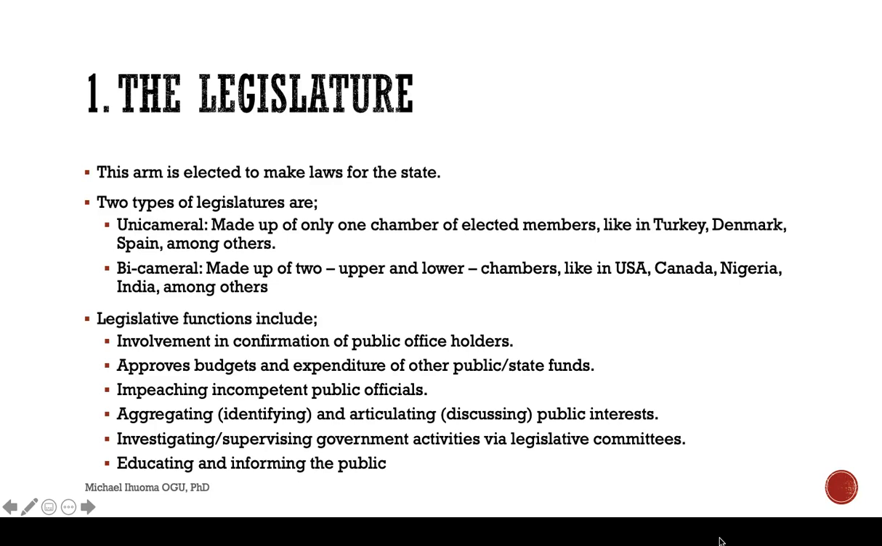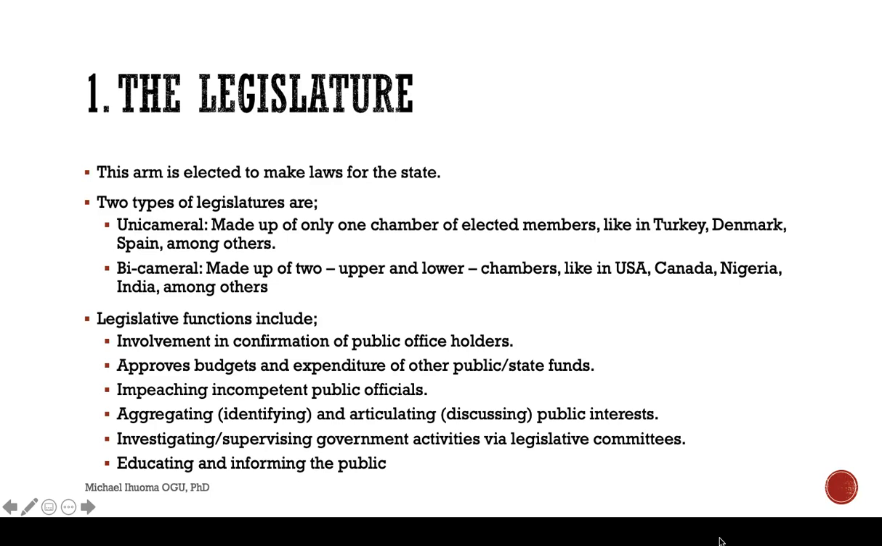In Nigeria, for instance, we have the Senate as the upper chamber, and the House of Representatives as the lower chamber. In the US, there's the Senate, of course, as the upper chamber, and there's also the House of Representatives, or the Congress, as it's called, as the lower chamber. Those are examples of the bicameral type of legislature. So these are the two types of legislature that we have: unicameral, where there's one chamber, and bicameral, where there are two chambers.